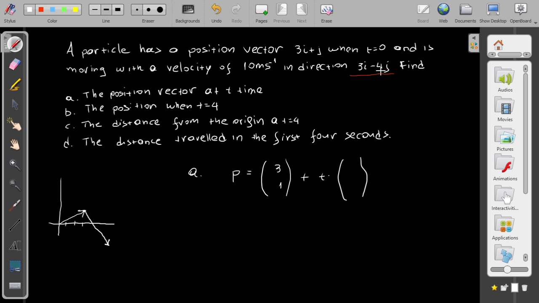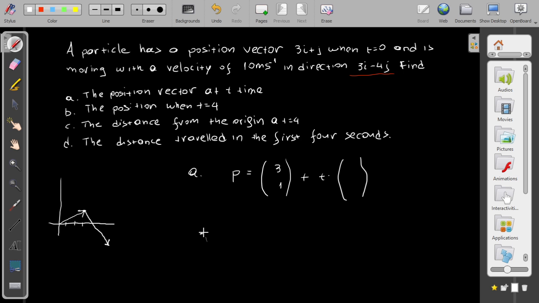Now normally you would put this vector here, 3, minus 4, but it doesn't say that this is my direction vector of the particle. It says it's in the same direction, but they give me the magnitude of the velocity. So what should I do? Of course I have to put here the unit vector of my particle times this quantity. So let's find first the unit vector of this direction vector.